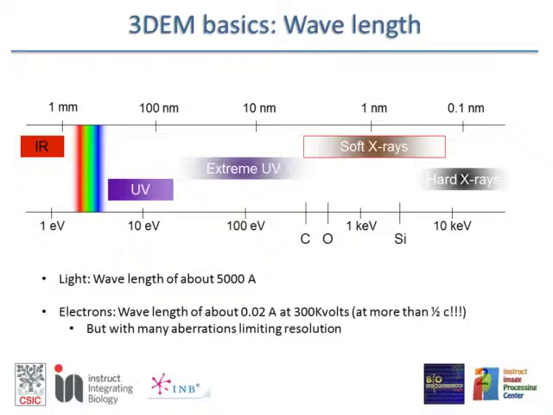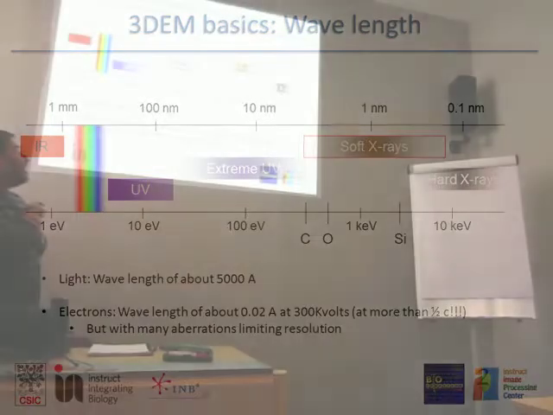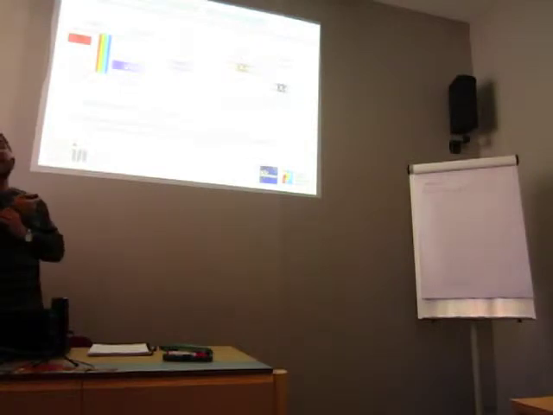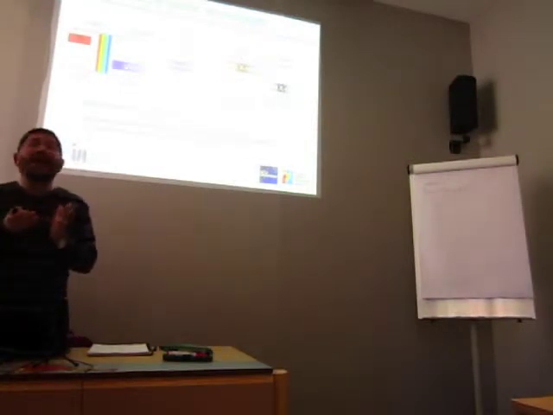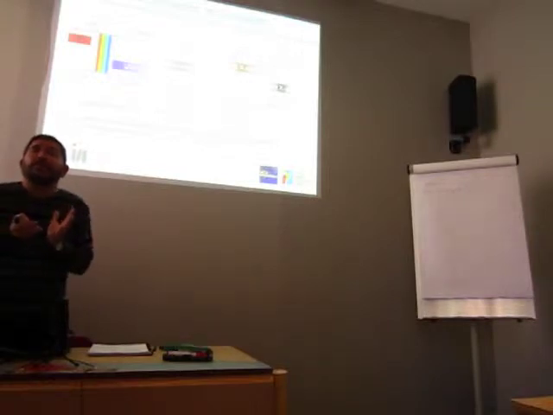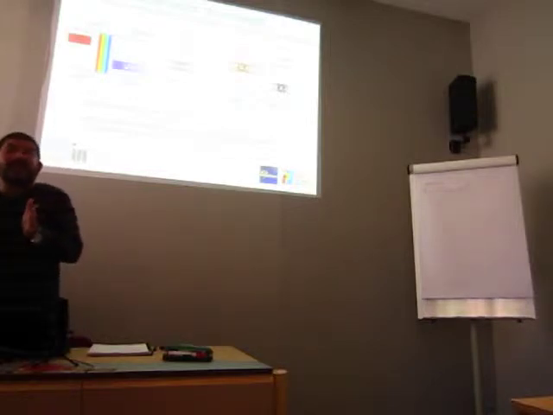And the electrons have a wavelength of about 0.02 Angstrom at a typical accelerating voltage of 300 kilovolts. So you have a very short wavelength, 0.02 Angstrom. Typically, one atom is 1 Angstrom, so you have the resolution to see an atom in 50 slices.